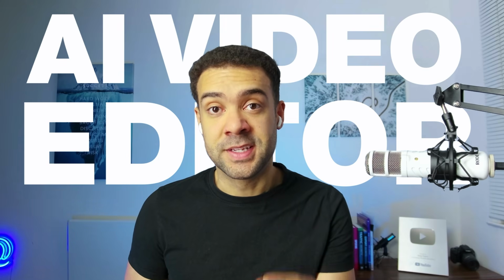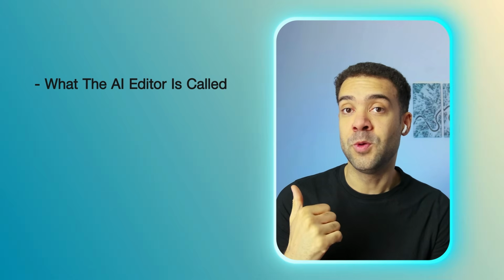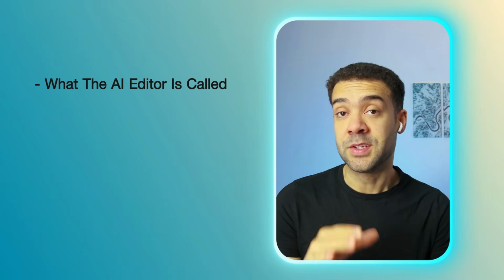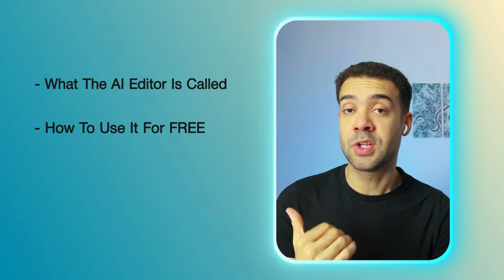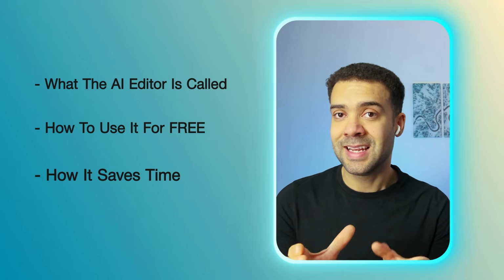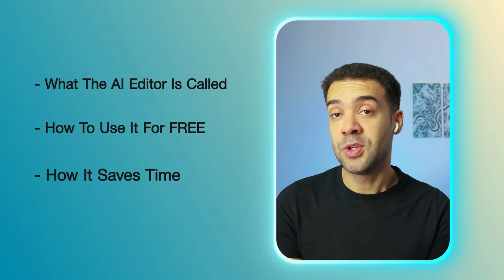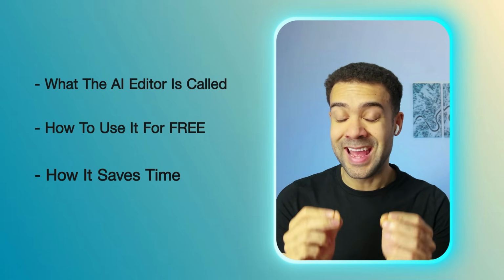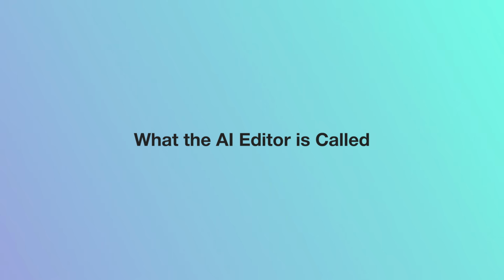So I've switched over to an AI video editor, which is seriously saving me hundreds of hours of editing time per year. So in this video, I'll show you what that new AI editor I switched to is called and how to start using it free on a free trial. And I'll also run through exactly the ways it's saving me around 2 to 3 hours on every edit I do. So what's the name of this AI video editor?